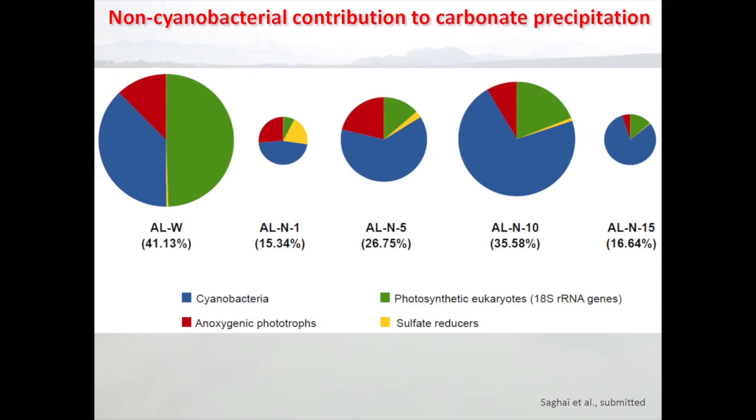But if you look into this proportion, then you see that even if cyanobacteria always take an important part here in blue, there are other types of microbes that are also potentially contributing to carbonate precipitation apart from cyanobacteria, so against the classical idea. And these include photosynthetic eukaryotes, but also anoxygenic phototrophs, and in some cases, also sulfate reducers.